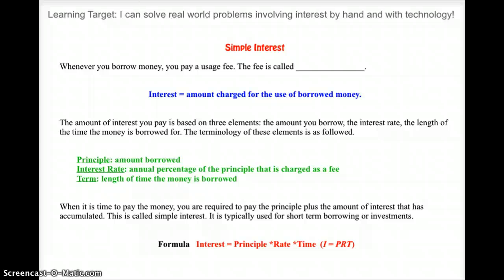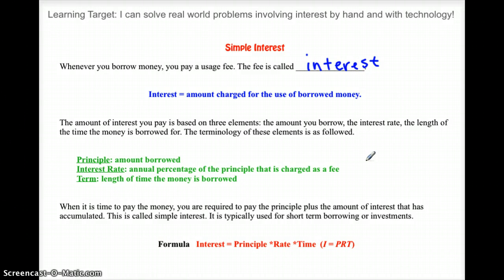The most simple type of interest is called simple interest, and let's just get some verbiage out of the way. We hear the word interest in car commercials and everything. What does interest really mean? When you have to borrow money from a bank because you don't have enough to buy something, the bank charges you a fee to use their money, and that fee is what we call interest. Okay, so it's the amount of money we're charged to borrow money from the bank.